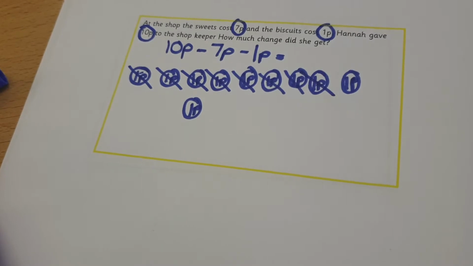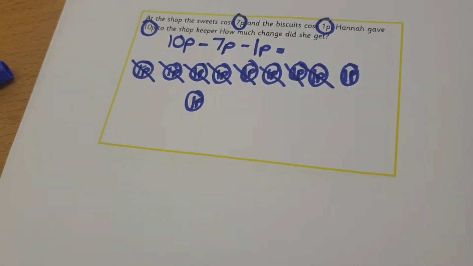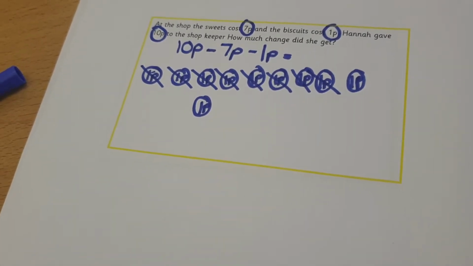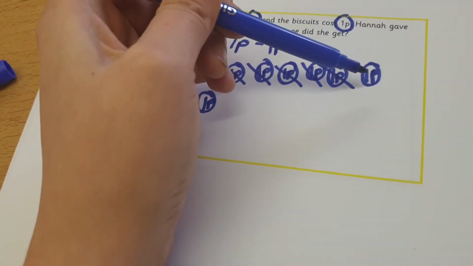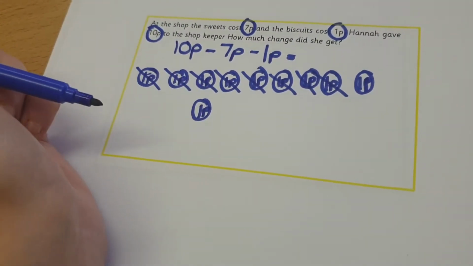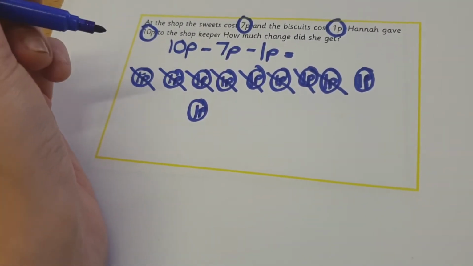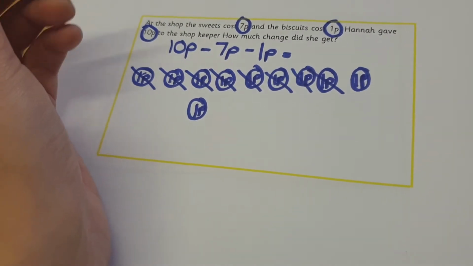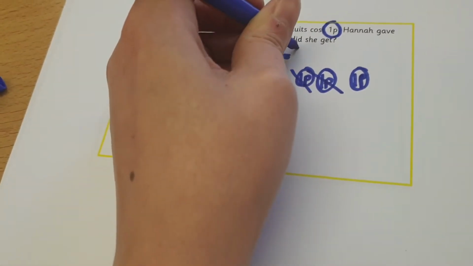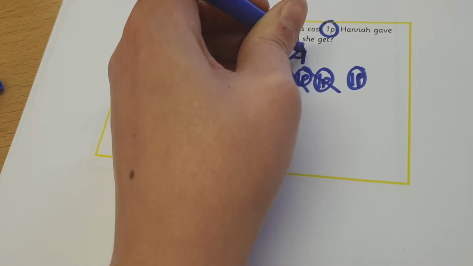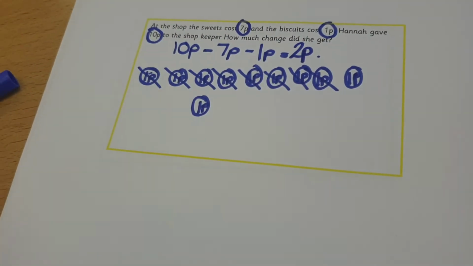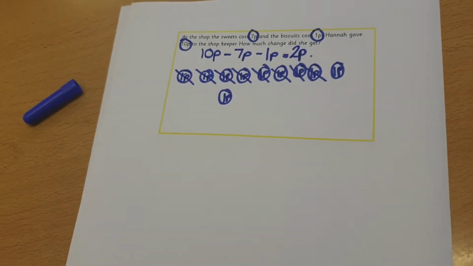Now, how much am I left with? Shall we check how many pennies I have not spent? 1p, 2p. So how much change is the shopkeeper going to give me? Well done, he's going to give me 2p. Great work. Let's have a look at another one, shall we?